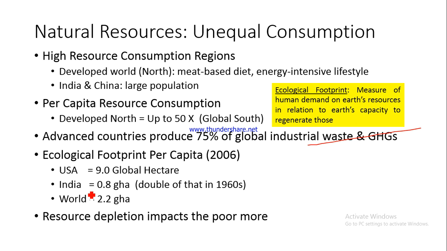Again, the irony of the thing is that the developed parts of the globe are putting much more pressure on the natural resources, they are demanding much more from the earth's resources, but whenever there is some kind of resource depletion, who suffers the most? It is the poor section of the society, the poor communities, the poorer countries who suffer the most.